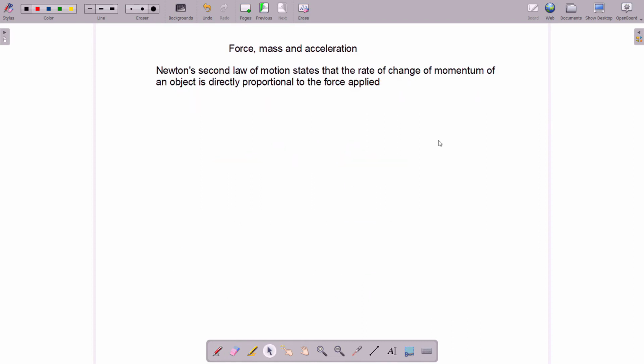Or Newton's second law of motion can also be stated in a different way: that the rate of change of momentum of an object is directly proportional to the force applied. And from the foregoing, we've come to see that force is equal to mass times acceleration, or F is equal to ma. So then where does this bit of momentum come in?